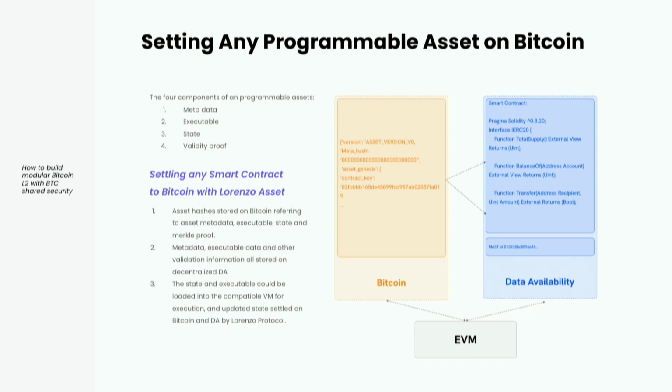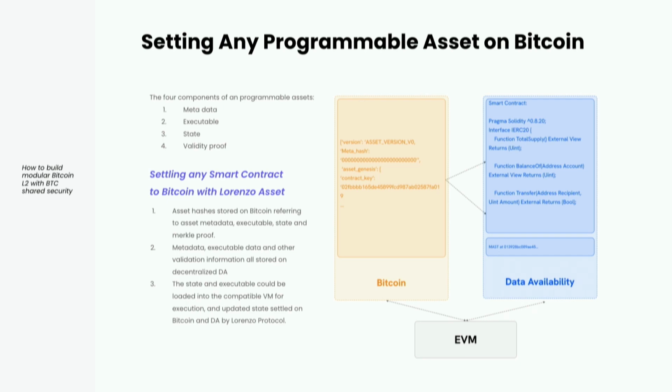For the really large amounts of data, for example if we compile an EVM Solidity contract, once it's compiled it becomes an executable binary. We just store this binary on the DA layer, and we have a hash on Bitcoin pointing to that assembly on the DA layer.